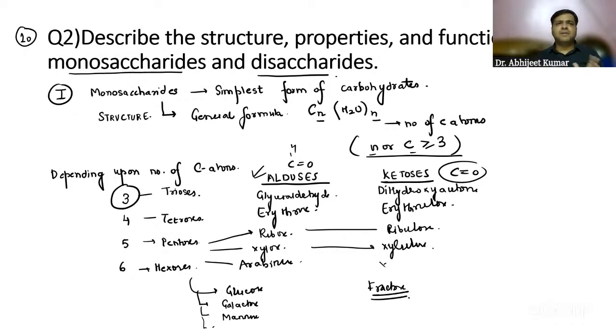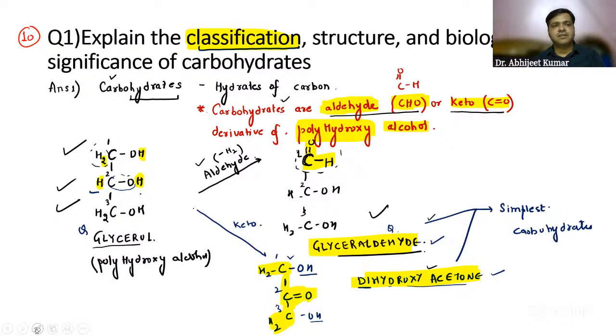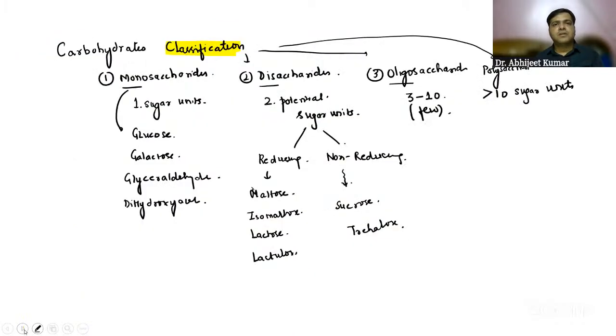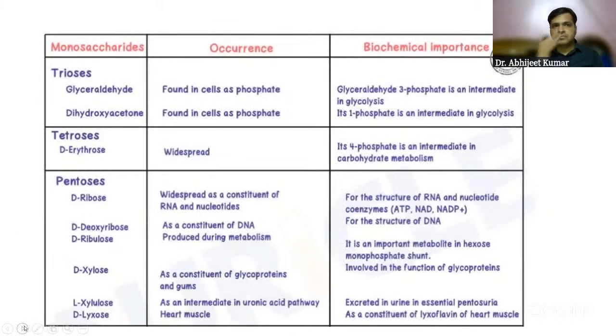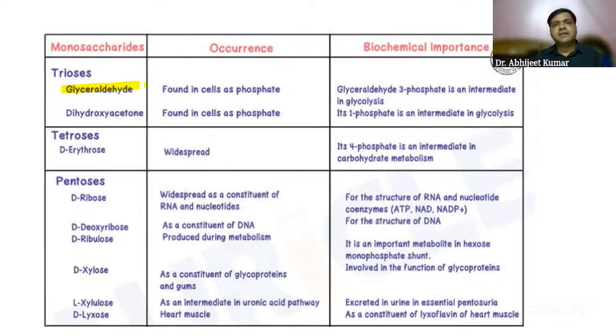So that is the basic structure you have to remember, depending on the number of carbon atoms and how these can be formed. The structure of the trioses, glyceraldehyde and dihydroxyacetone, we have already discussed in the very first slide. So you can very well remember, guys, the glyceraldehyde.